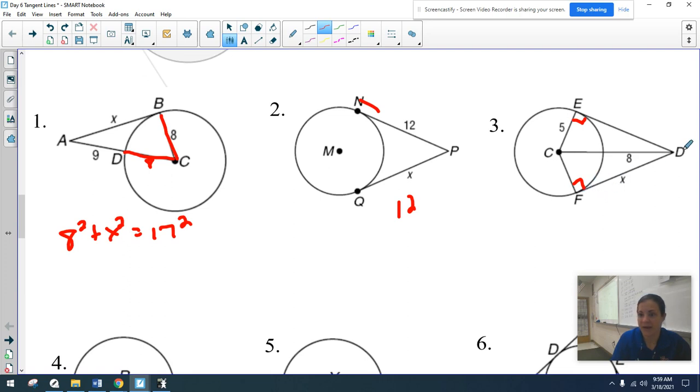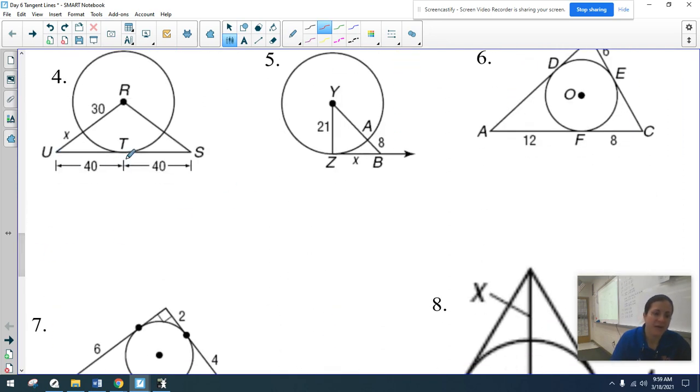Okay, now I've got x, I've got 8. Notice it's only in between this. So that means if this is 5, then this is 5. So, excuse me, to solve for x, also this is 5. To solve for x, I've got a squared and b squared, and then I'm going to equal 13 squared for that one.